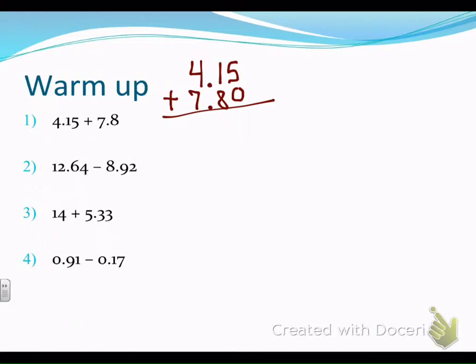Okay, so 5 plus 0 is 5. 1 plus 8 is 9. Drop the decimal. 4 plus 7 is 11. The next one.